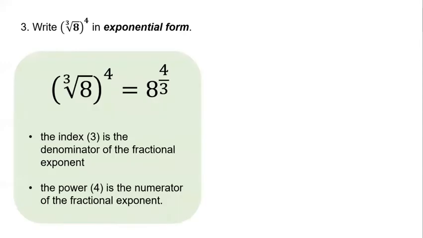Ito naman, exponential to radical. Let us have example 3. Write the cube root of 8 raised to the fourth power in exponential form. I-apply lang natin ulit yung mga natutunan natin kanina. So, we have a radical na 8, kaya gagawin natin siyang base. Ayan. And then, yung ating outside exponent na 4, ilagay dito sa numerator of the exponent. And ang ating index na 3, ilagay naman sa denominator of the exponent. Kaya this is read as 8 raised to the power of 4 thirds.